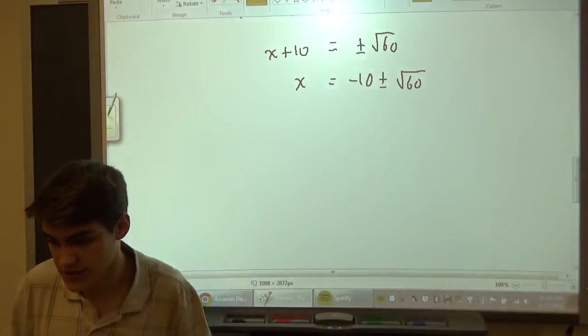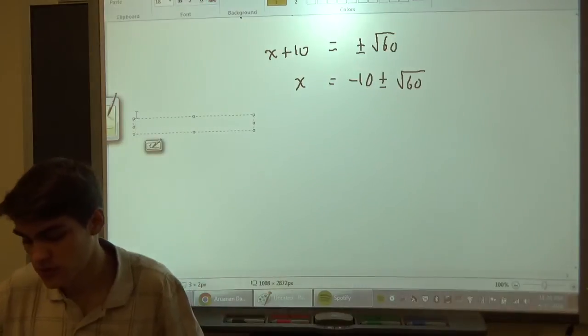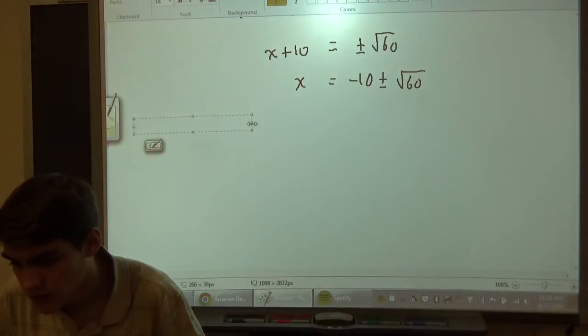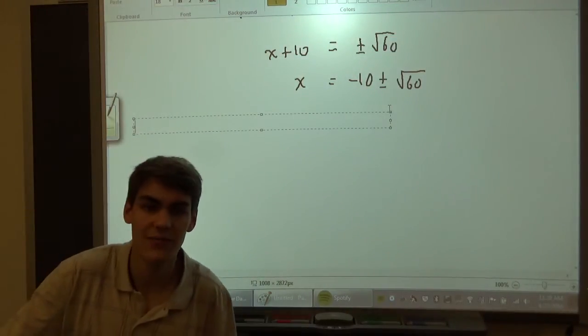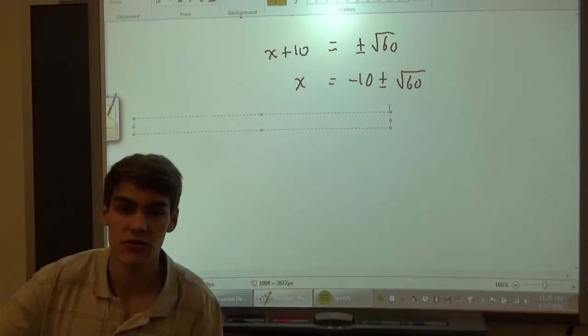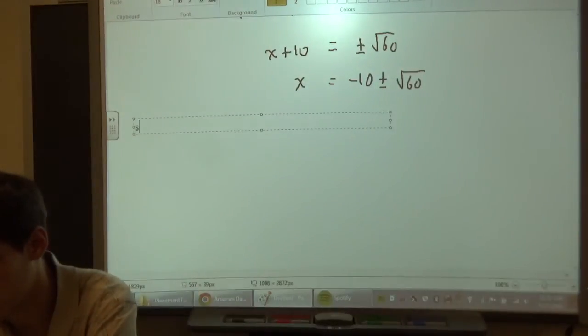So I'm going to give another example, a slightly harder example, hopefully to illustrate that you can do this with any binomial. So any binomial you can't factor, as well as the ones you can factor, you can do this with.